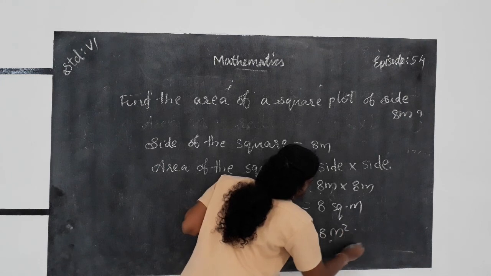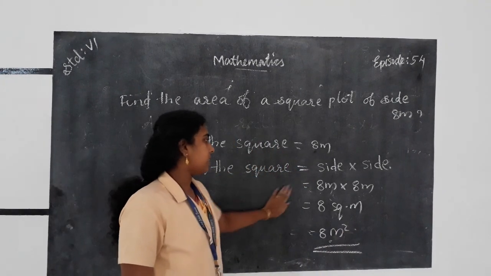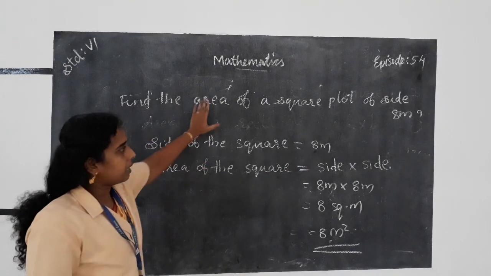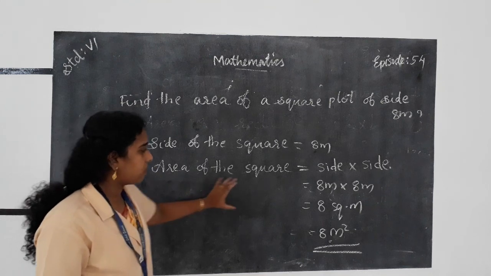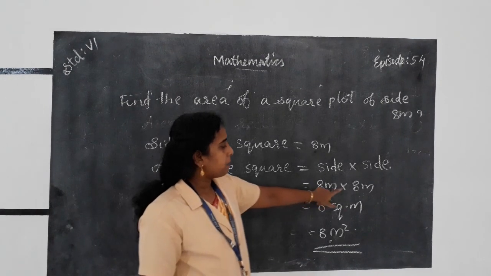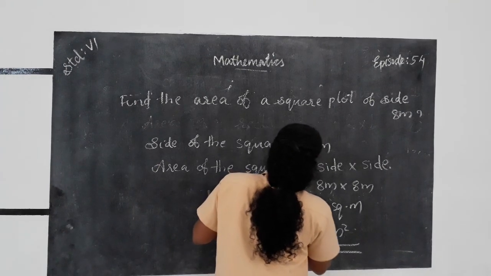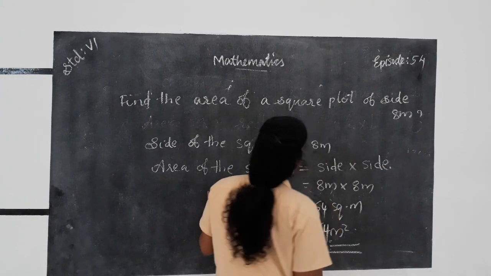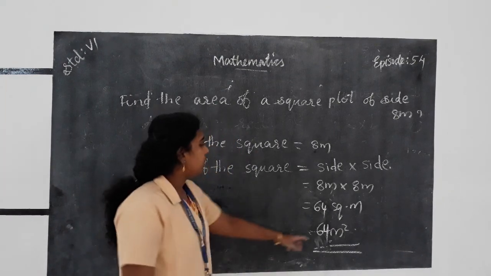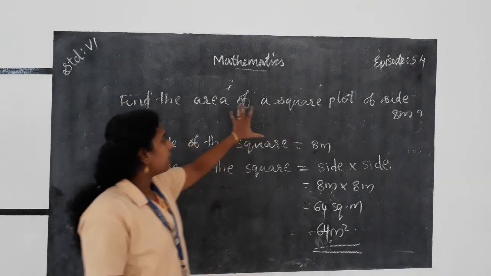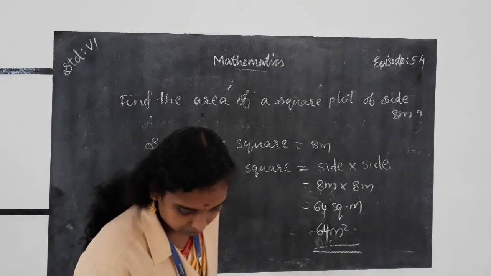So to find the area of a square, the equation is side into side, and the given square's side is 8 meter, so 8 meter into 8 meter, then we get 64 square meter. 8 8s are 64. So 64 square meter is the area of the given square plot. Then the next question.